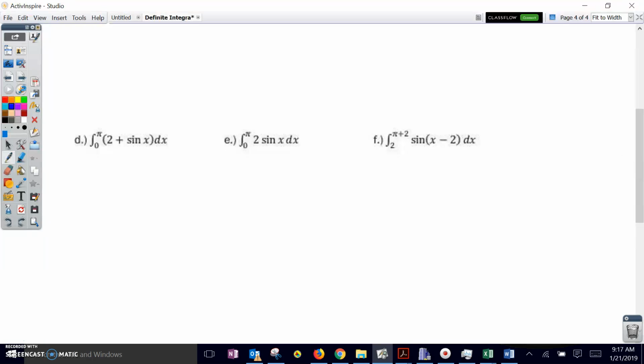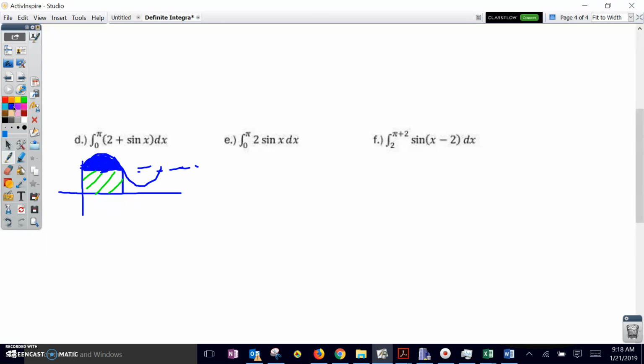Alright, next. The integral from 0 to pi of 2 plus sine of x dx. So consider what this curve looks like. All it does is take the entire sine curve and bump it up 2 units. And so finding the integral from 0 to pi underneath that curve, we've got this region up here, which we know has an area of 2, and we've got this rectangle, which is 2 units tall and pi units wide.